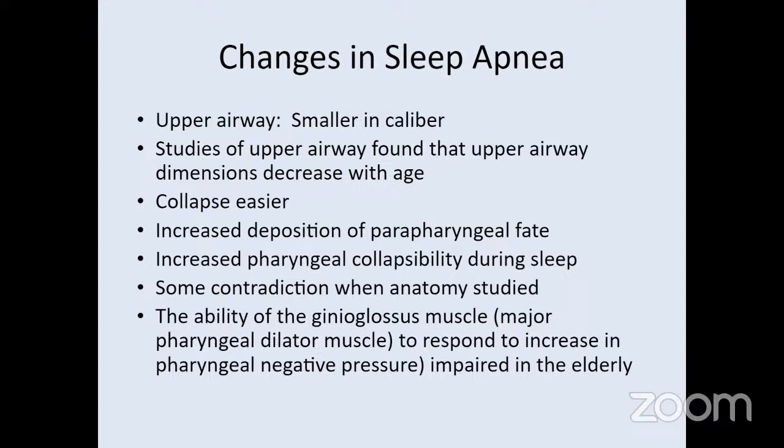So the ability of the genioglossus muscle, which is the major pharyngeal dilator muscle, to respond to increase in pharyngeal negative pressure is impaired in the elderly. So this slide summarizes how normal physiological changes that occur with age increase the risk of developing obstructive sleep apnea.